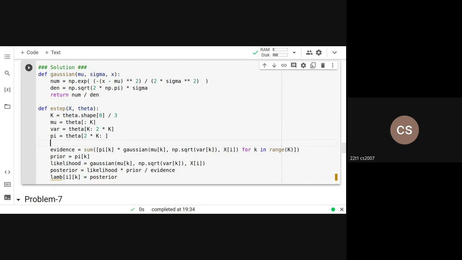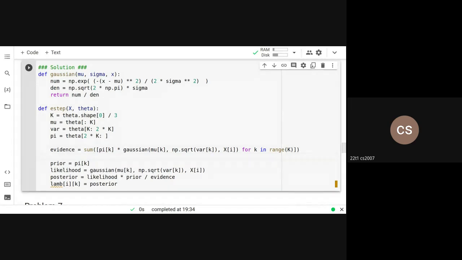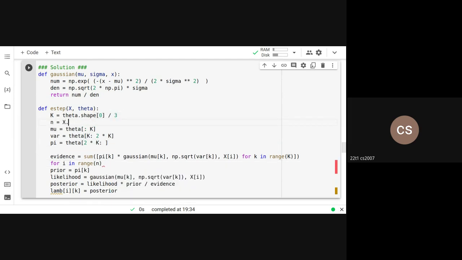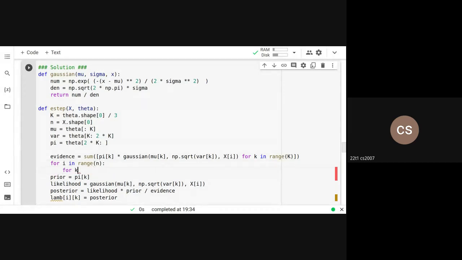Now evidence is going to be common for all the data points, so I'm not going to trouble that. I'm going to loop through all data points, for i in range of n. N is the number of data points. How do I get that? X dot shape of 0. So for all the data points, for each mixture, for k in range of capital K, find the prior, find the likelihood, find the posterior. Your posterior is the lambda ik value.